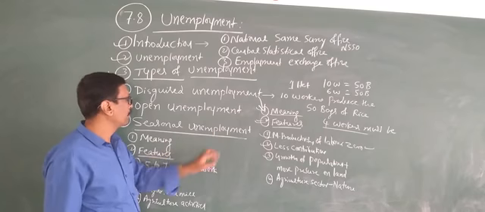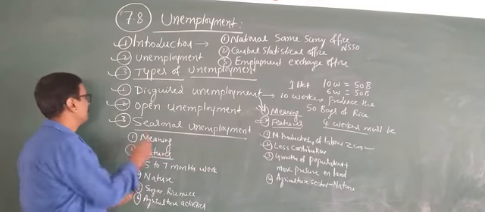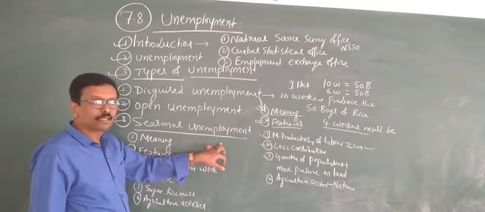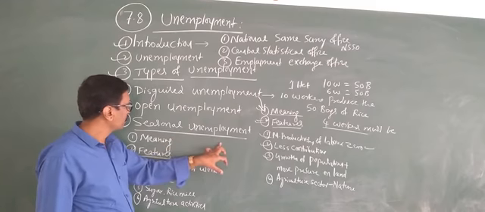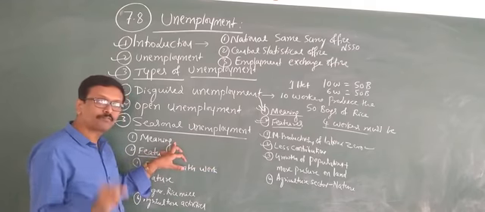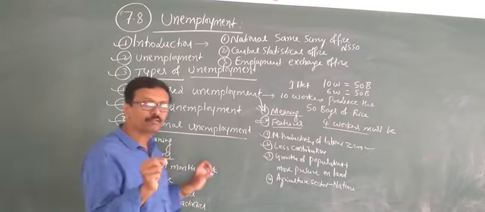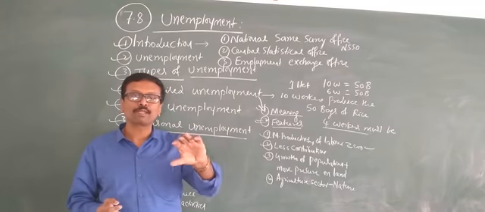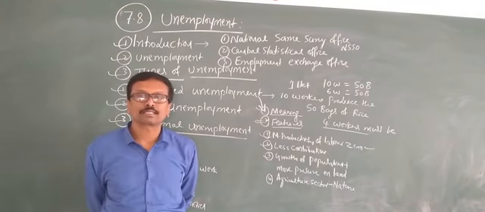Then seasonal unemployment. Seasonal unemployment refers to a situation of seasonal variation in the economy. Seasonal variation in the economy is called seasonal unemployment. Seasonal unemployment is more applicable to the agriculture sector.